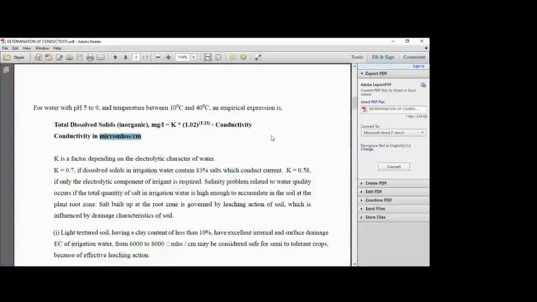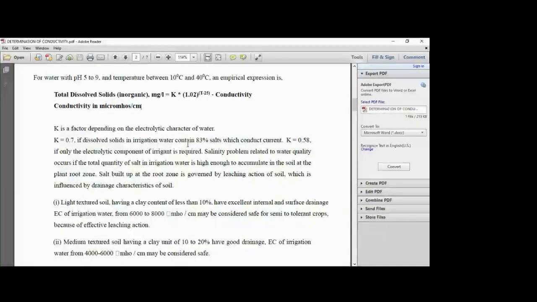unit of micromoles per centimeter, right? So this is very important, and it should be understood that the electrical conductivity value can be used for finding out the TDS and vice versa, right? Here there are particularly different symbols that they have used. K is a factor depending upon the electrolytic character of the water, and for different waters, it will be different.